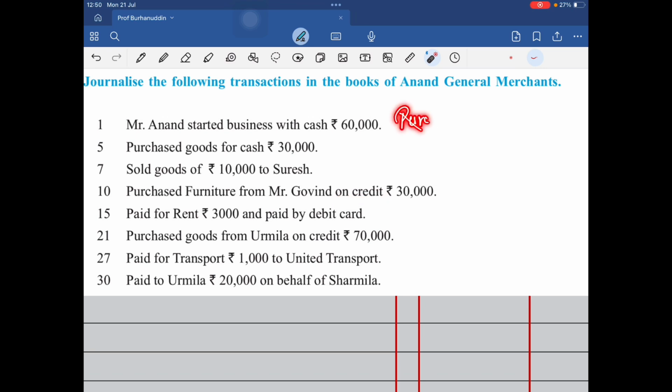Here we will be writing furniture, and you will be writing Mr. Govind. Furniture is bought, so it has to be debited, and Mr. Govind is the giver, so it has to be credited.